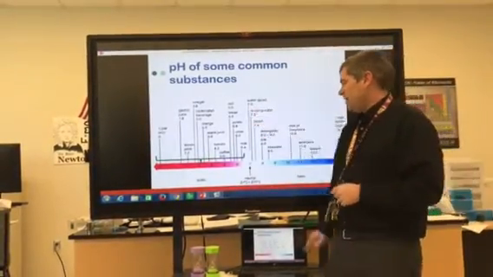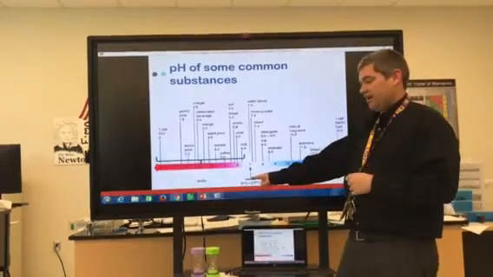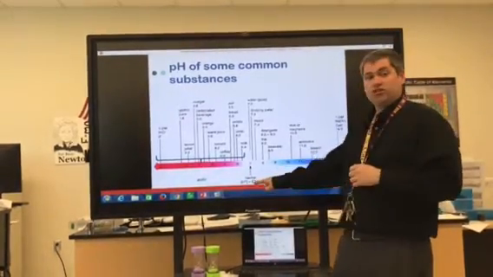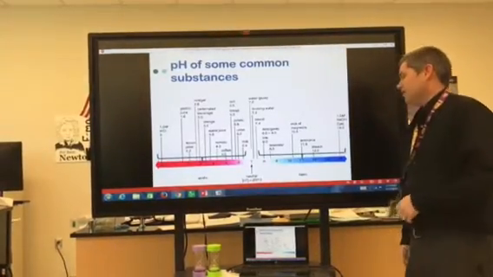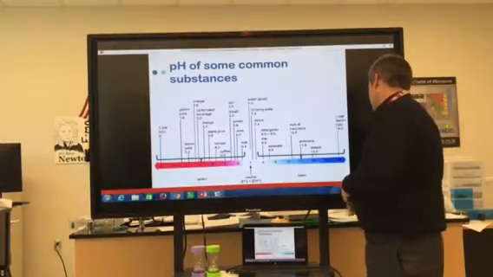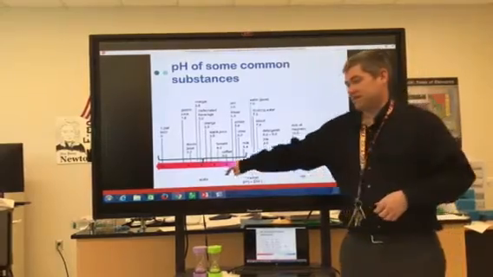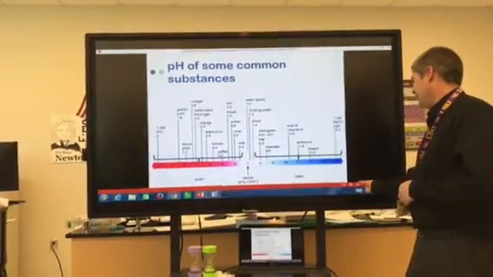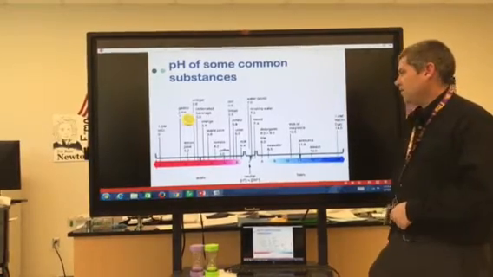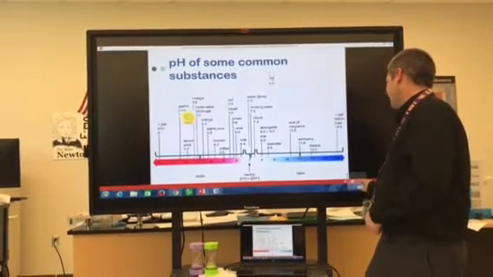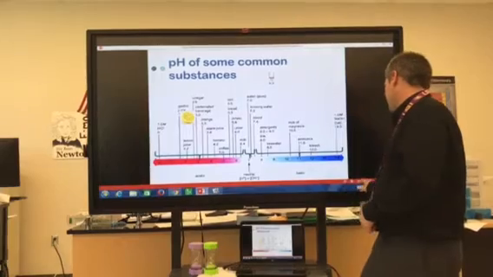Right here, the H plus ions of the acids equal the OH ions of the base. This side's basic, this side's acidic. And I got carried away with the pictures.